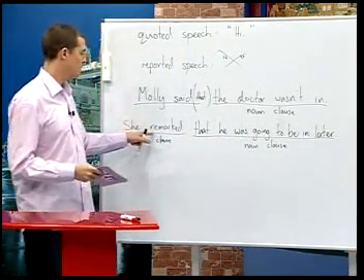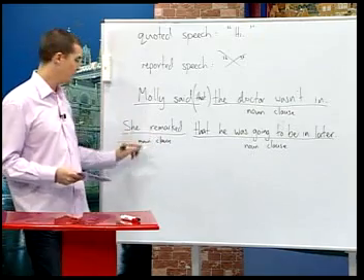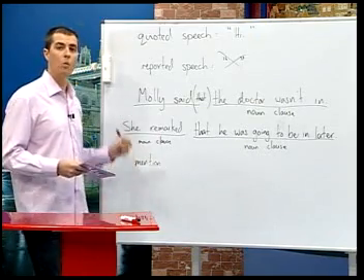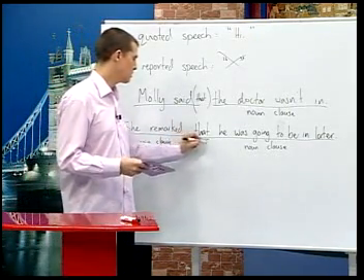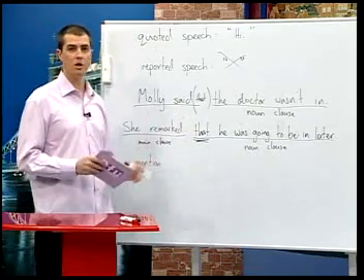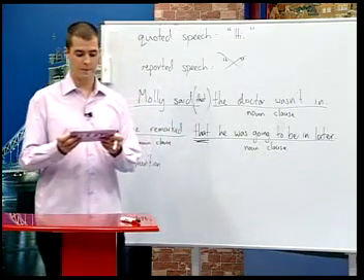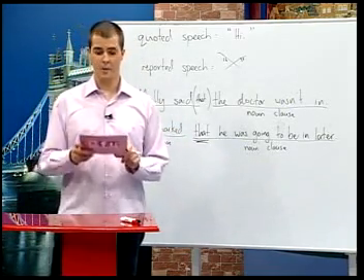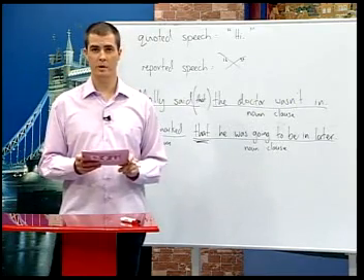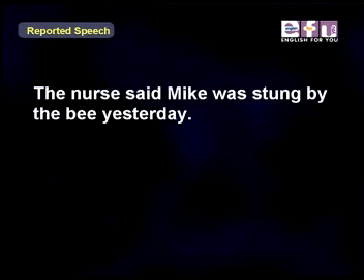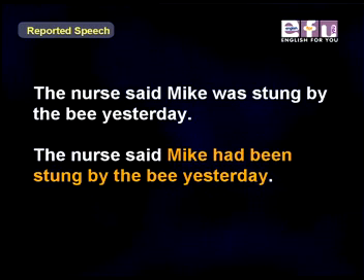Now, with some verbs, for example, remark or mention, we must use that. So we can't say she remarked he was going to be in later. We must say she remarked that he was going to be in later. We can also use the past perfect and the past perfect continuous in the noun clause. Please take a look. The nurse said Mike was stung by the bee yesterday. The nurse said Mike had been stung by the bee yesterday.